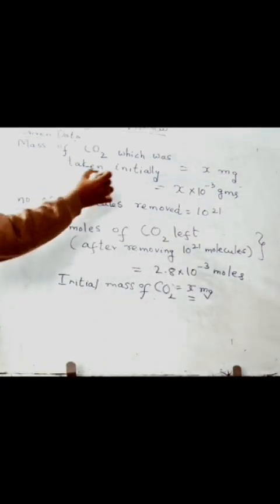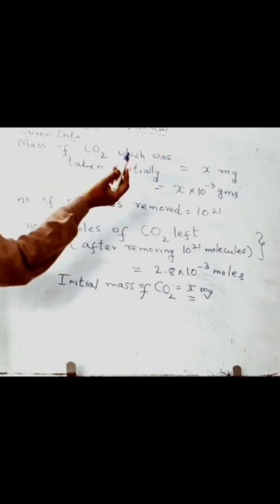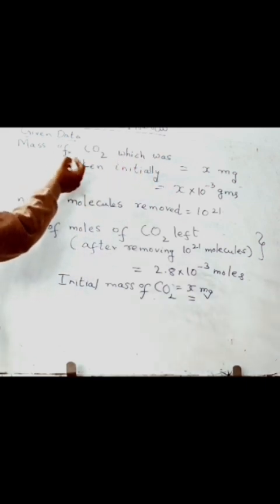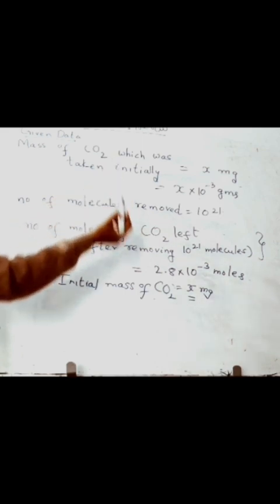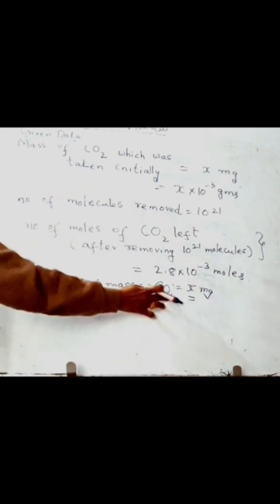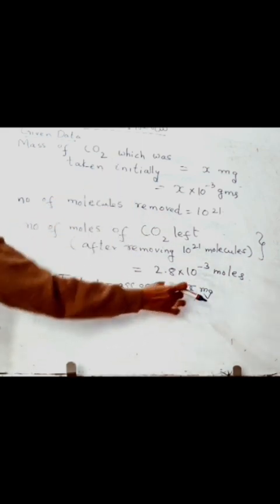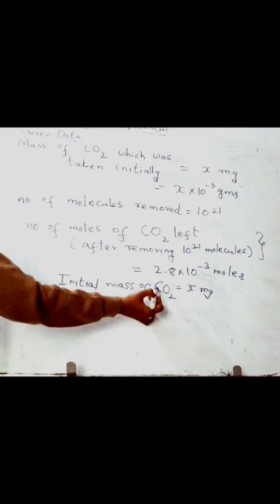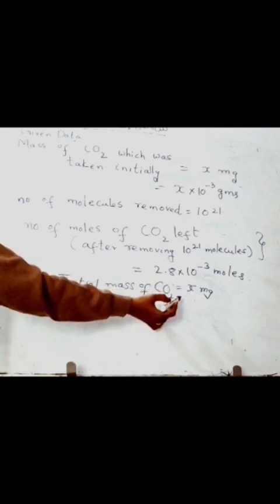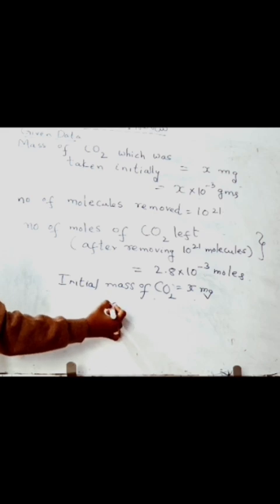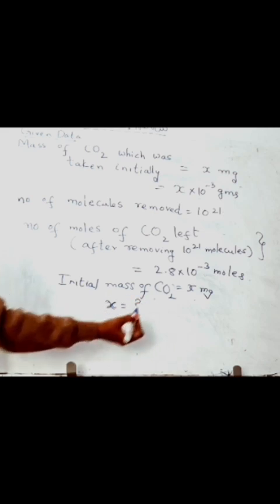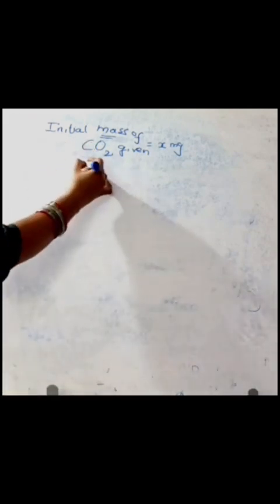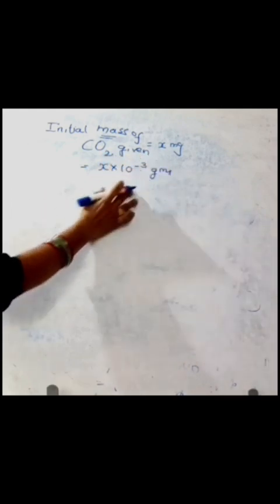Now we should calculate the value of X. That means the mass of CO2 which was taken initially, that is X milligrams. Initial mass of CO2 is X milligrams. Now we have to find the value of X. X milligrams is equal to X into 10 power minus 3 grams.